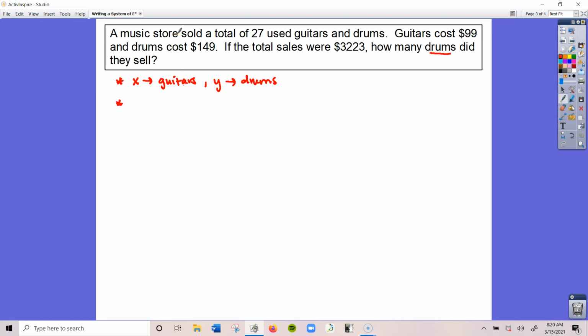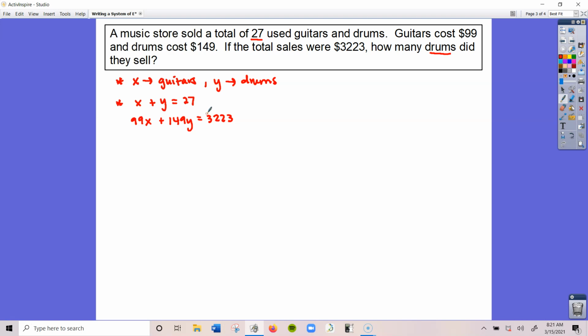So the first equation would represent the total of guitars and drums. So that means that the number of guitars plus the number of drums is going to equal a total of 27, as indicated here in the problem. In terms of the money, guitars cost $99. So we'll say 99x plus the drums cost $149, so 149y is going to equal $3,223.